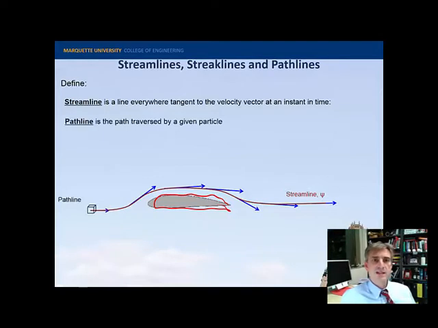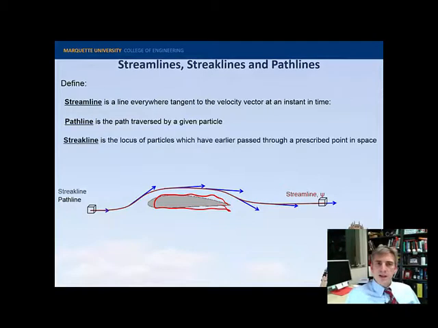A path line is the path traversed by a given particle. So I just put a little particle on there and I had it follow along the streamline. So if we started that particle on the streamline, it would stay on the streamline. The streak line is the locus of particles which have earlier passed through a prescribed point in space. Well, isn't that exactly what the path line was?